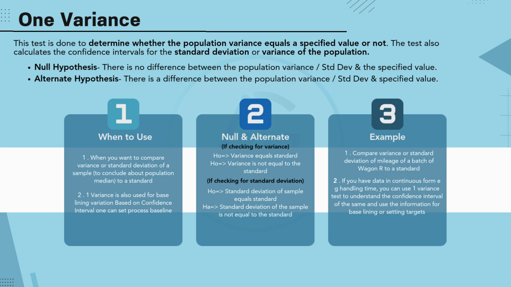Examples. Suppose you have a batch of Wagon R cars, and you want to verify if the mileage variation aligns with the company standard. This test will help. If you have continuous data like handling time, this test helps you understand whether the variability in performance is within an acceptable range. You can also use the confidence interval it provides to set targets or define acceptable performance limits. In summary, the one-variance test is not about comparing means, but rather how spread out your data is. A critical metric when trying to reduce process variation and improve consistency.